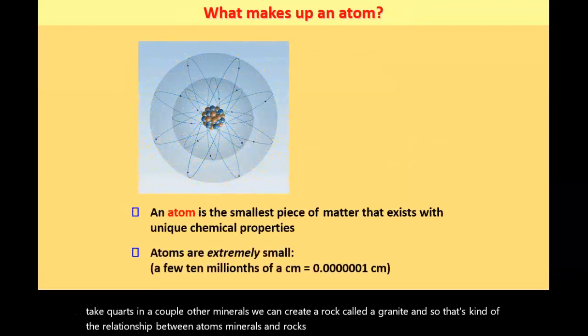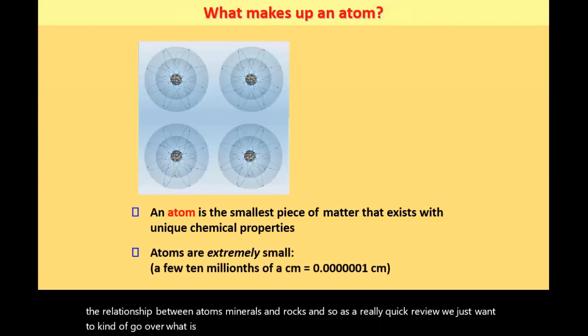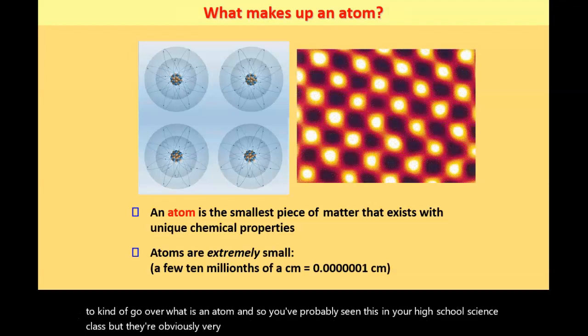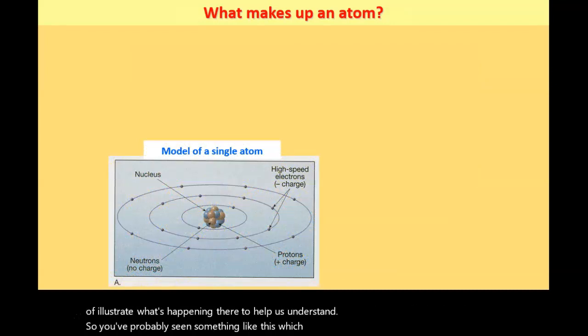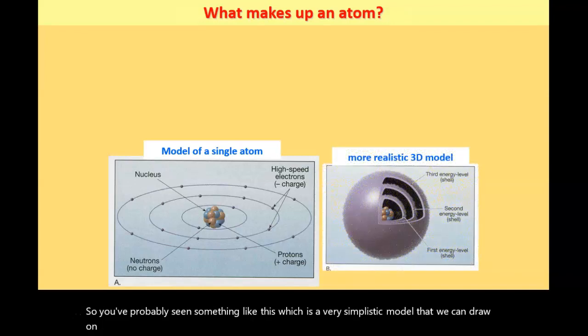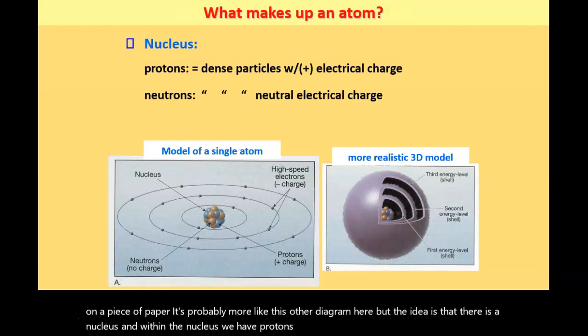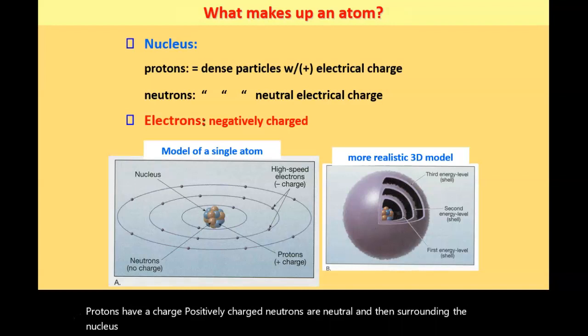As a really quick review, we just want to go over what an atom is. You've probably seen this in your high school science class, but atoms are obviously very small. So we have diagrams that we use to illustrate what's happening to help us understand. You've probably seen something like this, which is a very simplistic model that we can draw on a piece of paper. It's probably more like this other diagram here. But the idea is that there is a nucleus, and within the nucleus we have protons and neutrons. Protons are positively charged. Neutrons are neutral. And then surrounding the nucleus are electrons, and they have a negative charge.